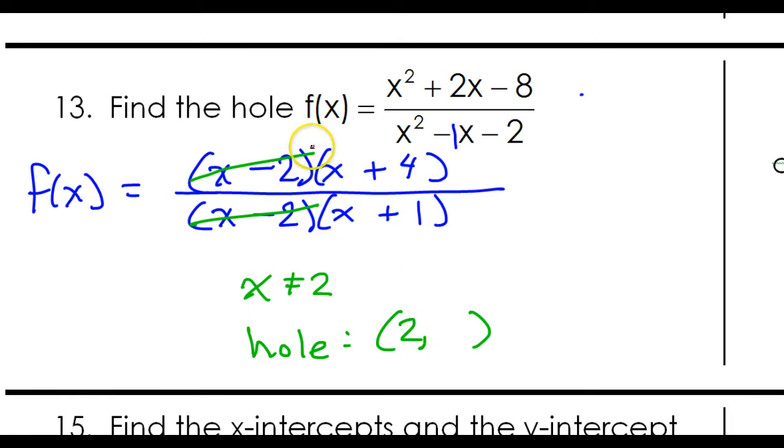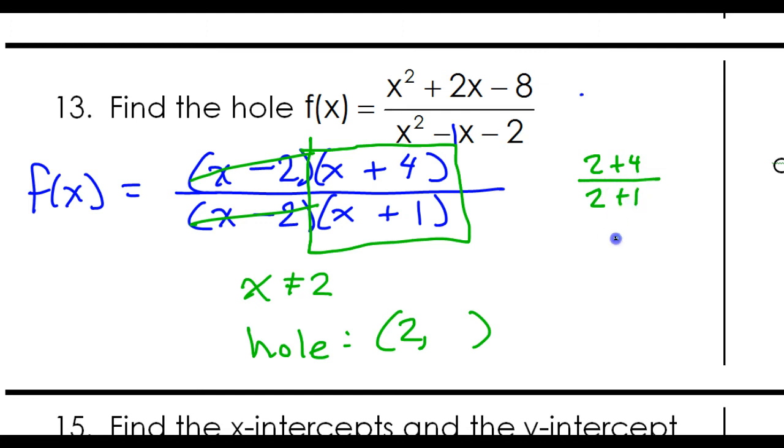Now to get the y value, just go ahead and look at the rest of the function and ask yourself, what would the value of the function be at 2? At the x value that we've already got. Well, if x was 2, then I'd have 2 plus 4 over 2 plus 1. That's going to be 6 over 3, which is 2. So that means the hole is going to be at 2 comma 2.